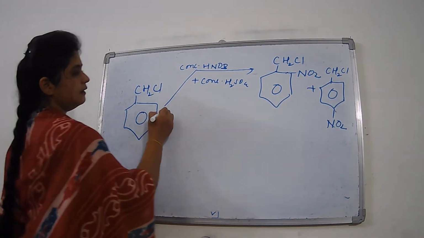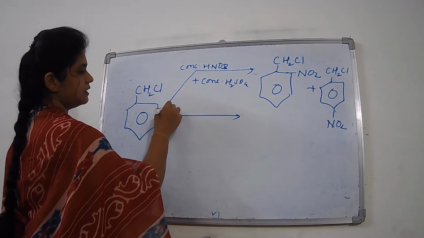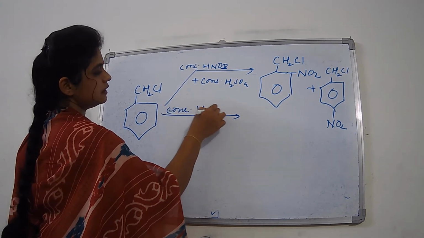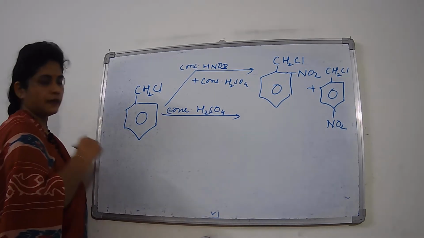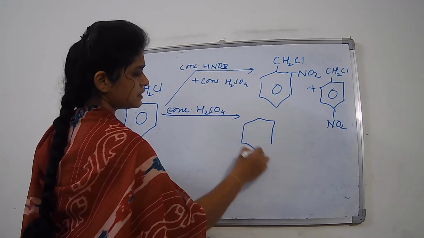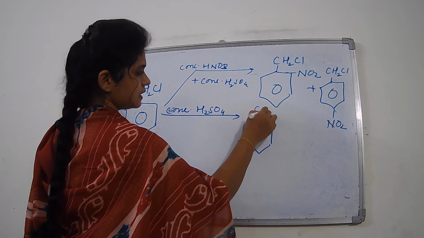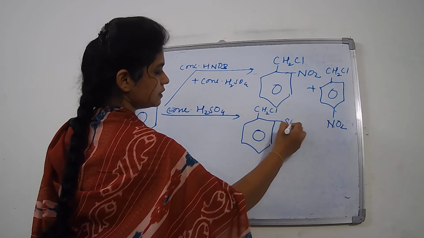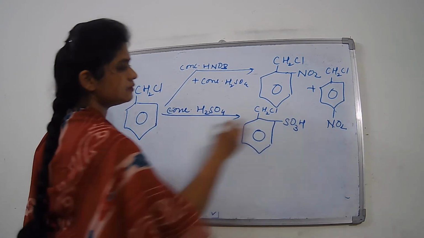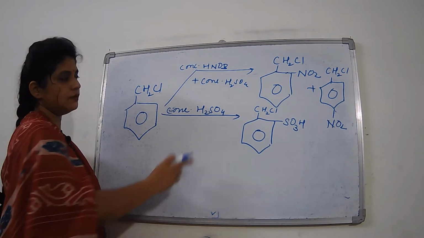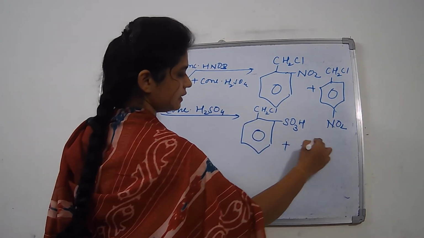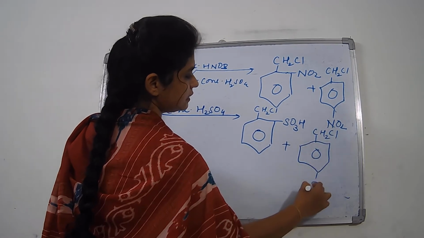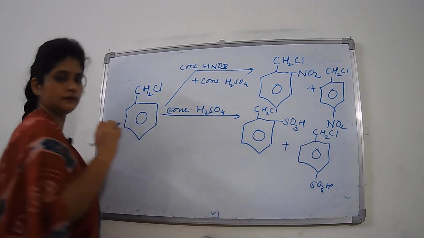The second electrophilic substitution reaction is sulfonation. In sulfonation we always use concentrated sulfuric acid, and again we get a mixture of two compounds. This is our benzyl chloride. In one compound, sulfonation takes place at the ortho position, so SO3H is substituted at the ortho position, and in the second, SO3H is substituted at the para position.